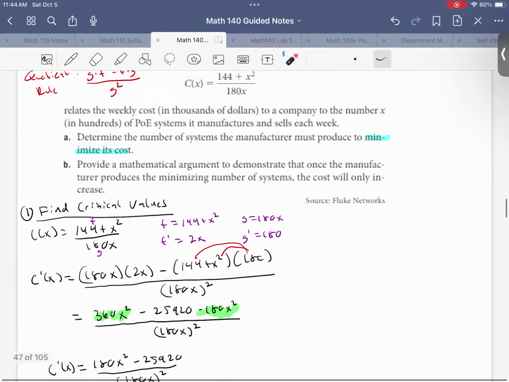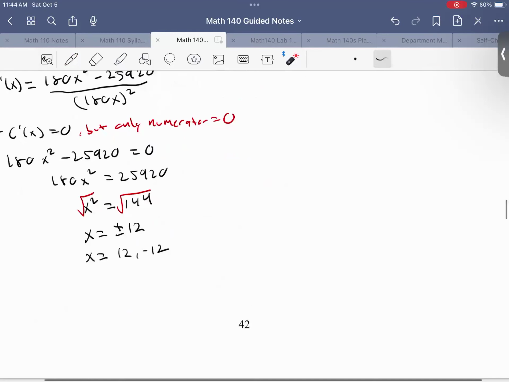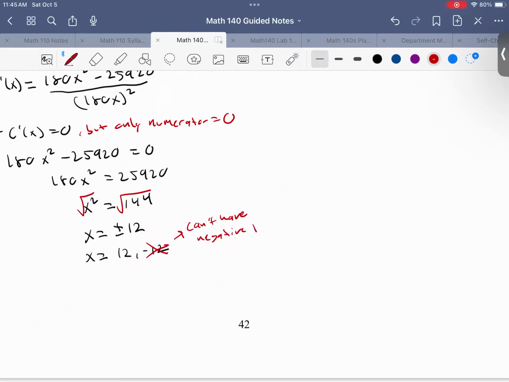But we are in a real world situation where we're talking about cables and cost. It doesn't make sense to have negative 12 cables. Can't have negative PoE systems. So I'm going to cross this out and say can't have negative PoE systems in real life. So really, our critical value is just x equals 12.